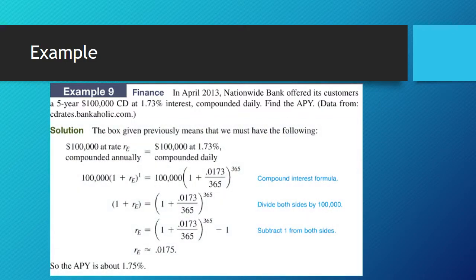Okay, notice that in the process of solving, they did it a little bit differently, but if you look down about the third line here where it says subtract 1 from both sides, that is actually the formula we just talked about. It's 1 plus R over M, M being the number of times compounded, 365, to the 365th power minus 1. That's our formula right there. And when you use the numbers in that, you get 0.0175. So the annual percentage yield is about 1.75%.